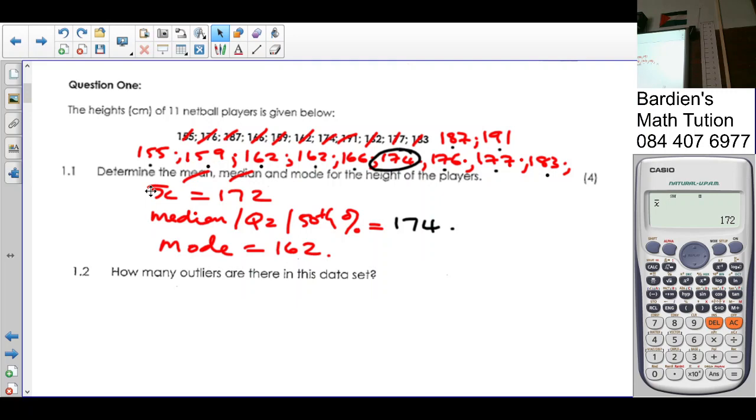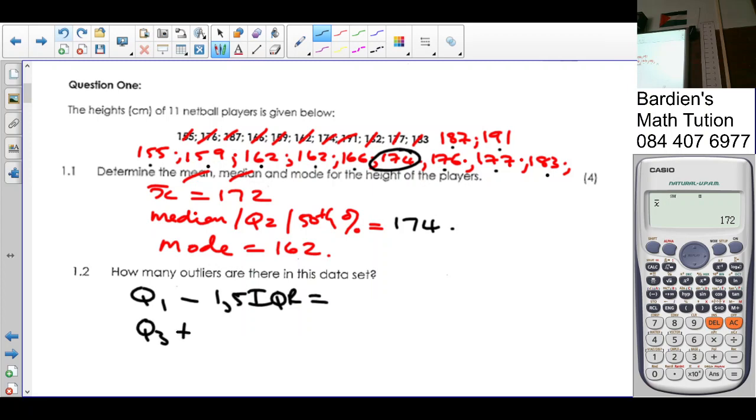So what's an outlier? A value that's lying far from the data set. So are there any outliers here? No. There's a way of calculating if there's outliers. Remember we did this in stats? It is going to be quartile 1 minus 1.5 times the interquartile range. The other one is Q3 plus 1.5 times the interquartile range.